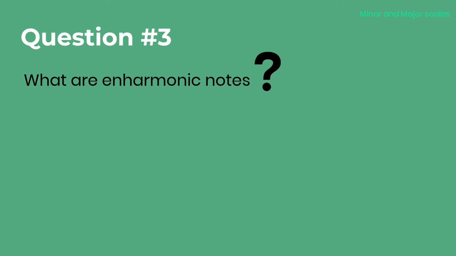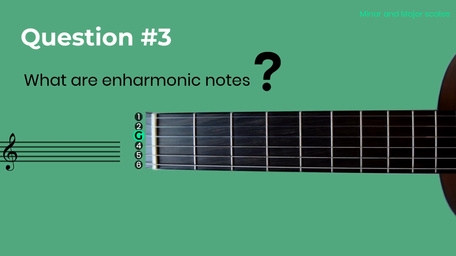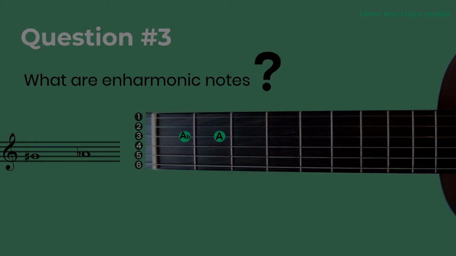What are enharmonic notes? I knew you would ask that. Enharmonic notes are notes that sound the same but are represented in different ways. For instance, you can have a G sharp or A flat, depending on the context. They sound the same, but they are still different notes.